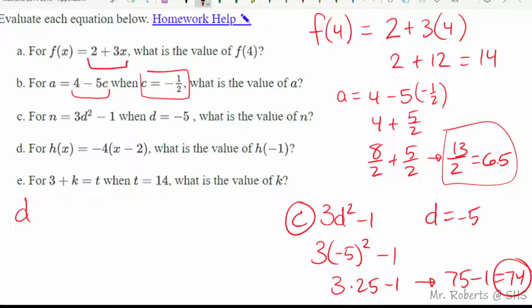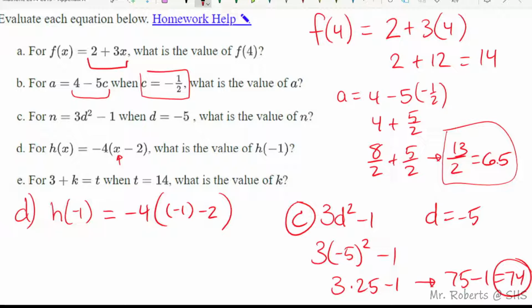D says find h of x when x is -1. So the definition of h of x is that it's going to take an input value x, and multiply 4 times that input that you gave it. There's the -1 minus 2. All I've done is very clearly indicate that this value x is going to be a -1. So inside the parentheses, I have -1 minus 2, which looks like -3. So I'm looking at -4 times -3. And when I multiply those, I do get the number 12.